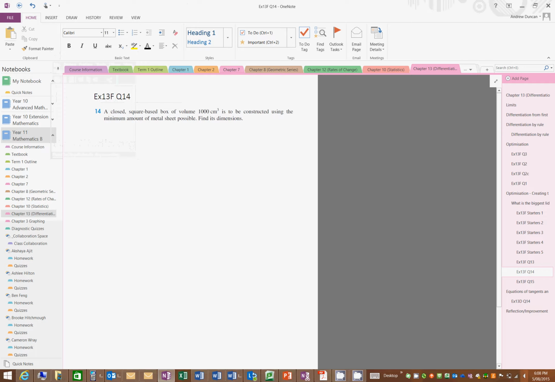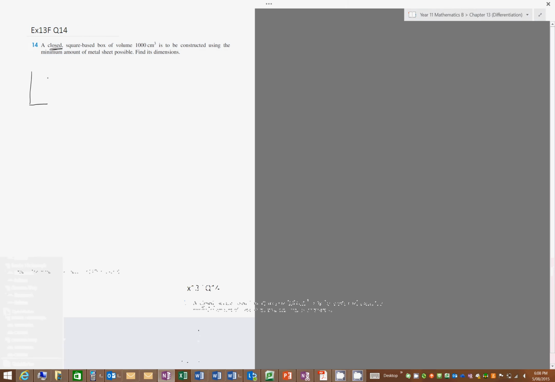This is pretty much the same as question 13. Only difference is that you don't have part A to D there to confuse you, and it's closed, so it's got a lid on it. So let's draw the thing. Okay, draw this box. Great box. So I might as well call these L and H, like in the previous example.